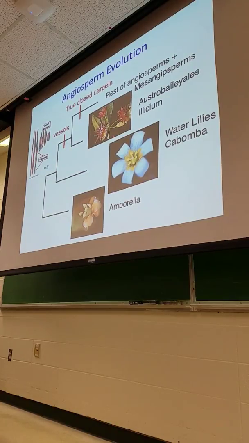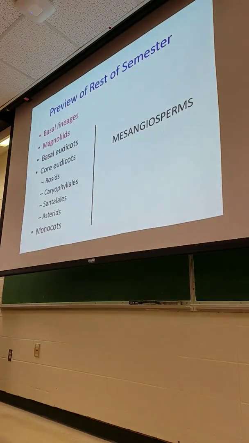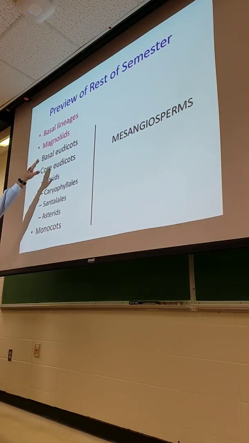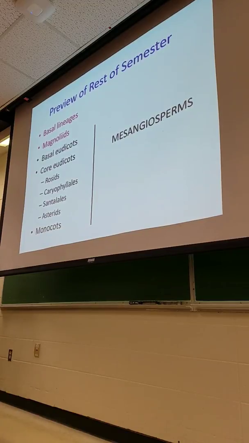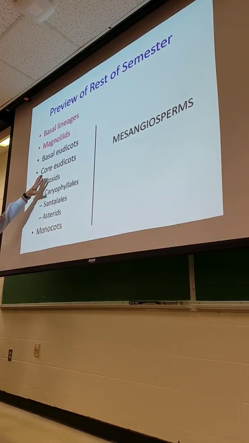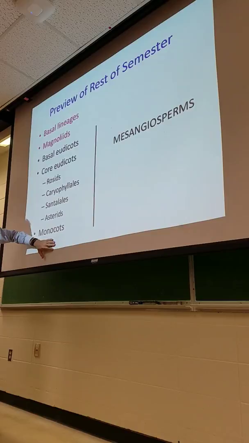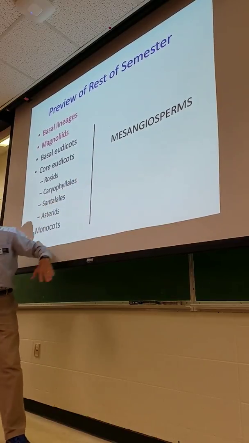Are we all right with that? Okay. This was not how people thought things evolved, by the way, before we had a good phylogeny. This helped change the interpretation of how the first angiosperms might have looked. Okay, let's move on. So we've talked about those three basal lineages. Now we're going to go into the magnoliids. And then everything after that, whether they be eudicots or monocots, are all called mesangiosperms.